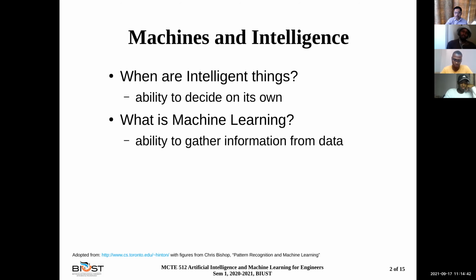Now the next question is, what is machine learning? It is the ability to gather information from data. So the keyword needed for machine learning is data. Data is most important. Without data, we cannot have machine learning. Machine learning builds on data. It analyzes data and gathers information, and that information is extracted from the data. So those are two major keywords that we can consider.